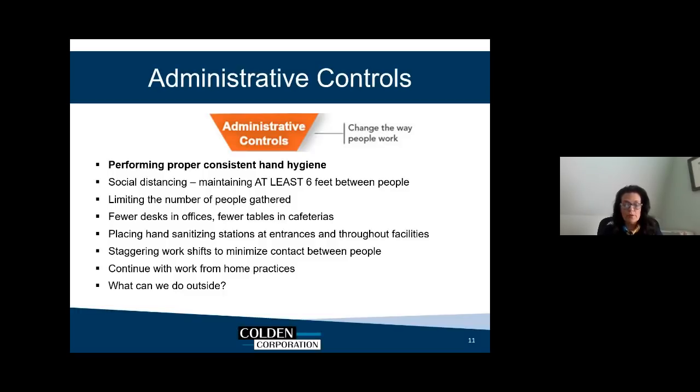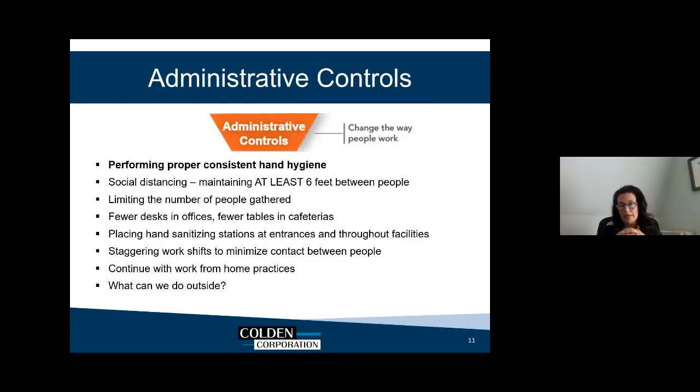The absolute most important thing right now is hand hygiene, okay? Performing proper, consistent hand hygiene requires people to participate. Hand washing is the cornerstone of public health. Even though dirty hand to eye, nose, and mouth contact is one of the smaller ways in which you can contract the virus, we absolutely want to keep our hands clean, okay?